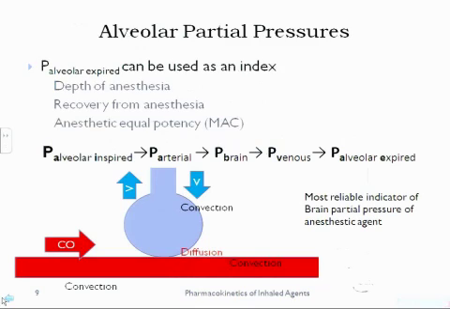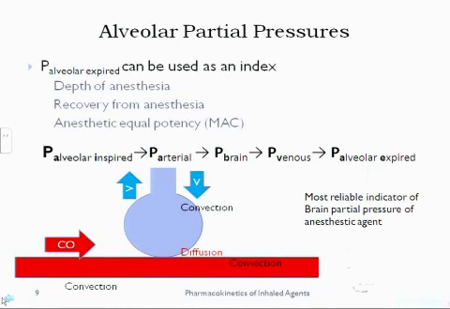So what you're looking at is the alveolar partial pressures will give you an idea of what's taking place in the brain as well. What we use clinically to tell us what the brain level of an anesthetic is, is not the inspired fraction of the agent, but rather the expired fraction. Okay? So what we actually monitor is both the inspired and the expired concentration of the anesthetic that we're delivering.